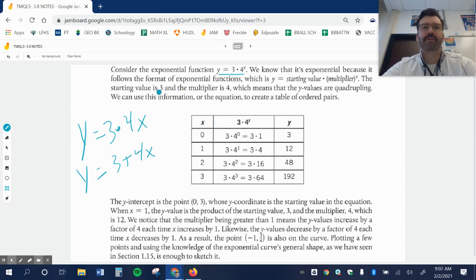So it just says your starting value is 3 and your multiplier is 4, which tells you that our y values are quadrupling. Use information to create a list of ordered pairs. So I did that here for you. At 0, y is 3.